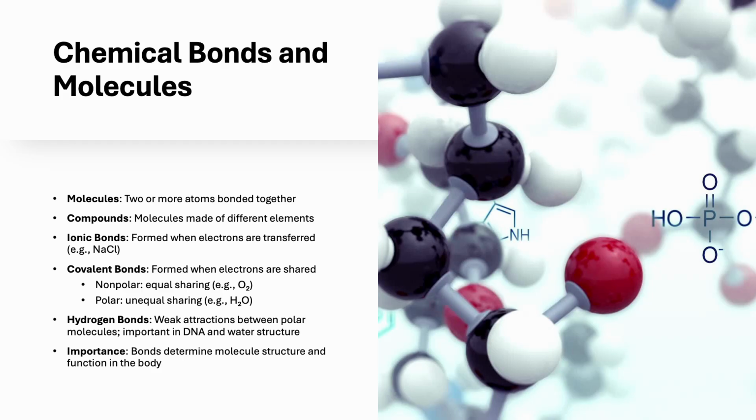The type of bond affects the molecule's shape and how it interacts with others. This directly influences biological functions like enzyme activity, hormone binding, and nutrient transport. Understanding bonds is key to understanding molecules' behavior in physiology.